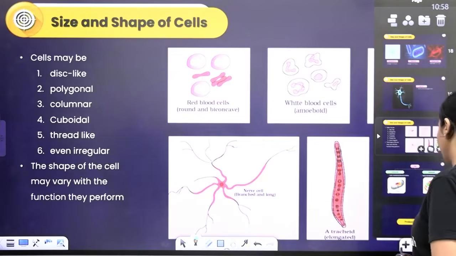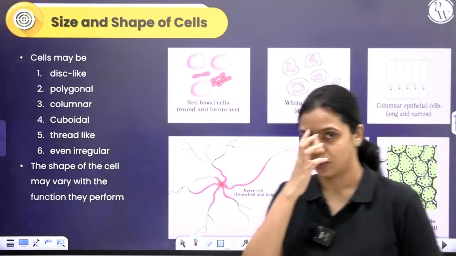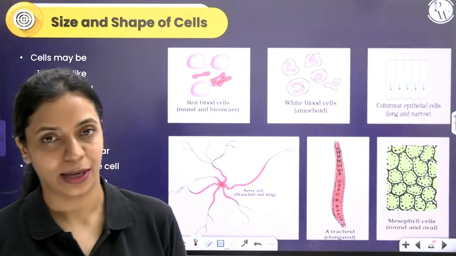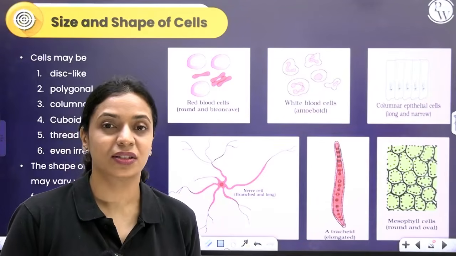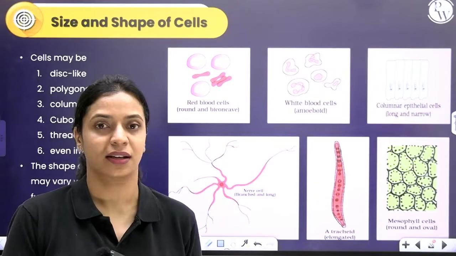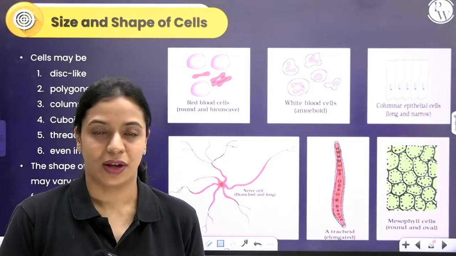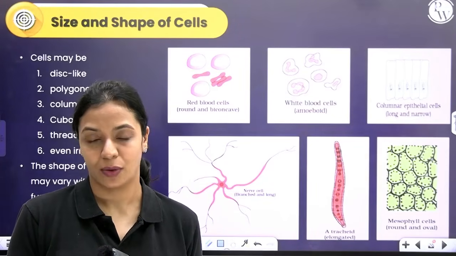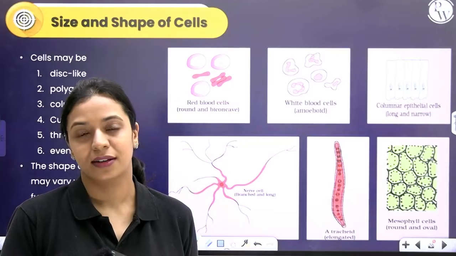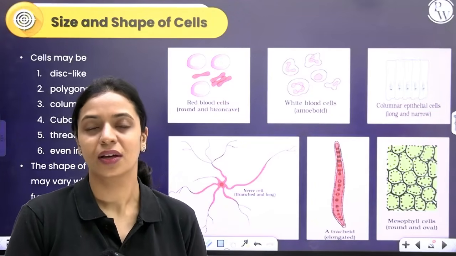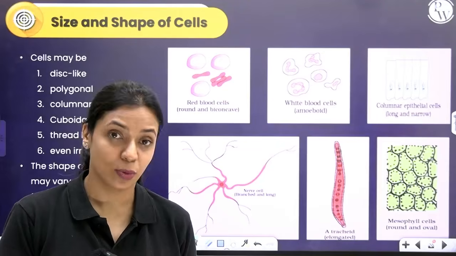About size, I've already told you. Let's talk about the shape now. Many different types of cells come in many different types of shapes. We've learnt about the different types of cells and their shapes in plants in the previous chapter, anatomy of flowering plants. Even in animals, if you've already learnt structural organization in animals, tissues, you will already know that even in our body, we have so many different types of cells.